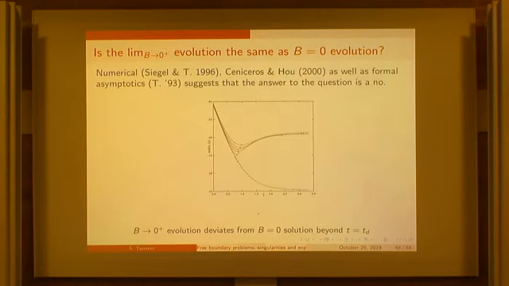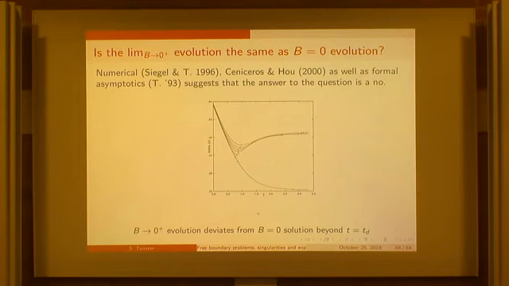So anyway, then the natural question comes in. This is a very natural question. We know the B equal to 0 evolution. Is the limit B tending to 0 of the evolution problem the same as the B equal to 0 evolution? Right? I'm not talking about ones which develop singularities. I'm talking about even smooth solutions. Suppose B equal to 0 has singular solutions which have singularities in finite time. It also has solutions which are smooth for all time.